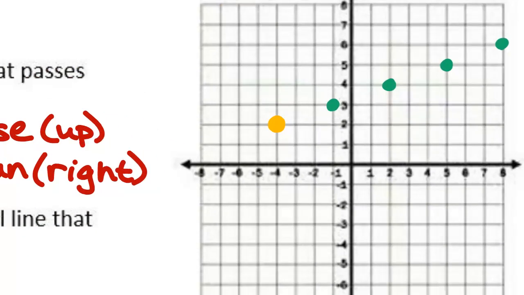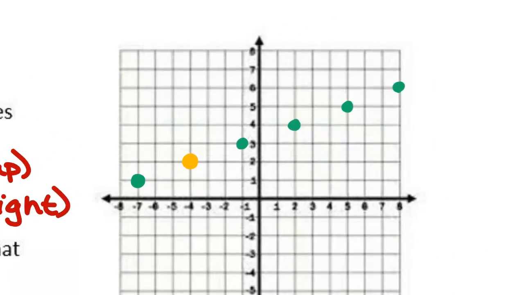I can get another point on there if I do everything in reverse. Instead of up, I go down. Instead of right, I go left. So down 1 and left 3 to put down this point. And then I grab my straight edge and I draw through those points. Still not the right thing. There we go. There's my parallel line.